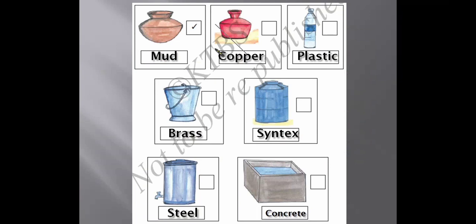Now what are these containers made of? You can see the first container, a pot, which is made of mud. Then you have the next container which is made of copper. Then you have the plastic bottle which is made of plastic. Then you have a bucket made of brass. Then you have the syntex tank made of syntex. Then you have a steel tank. And then you have a tank which is built with concrete. So these are containers which are made of different materials.